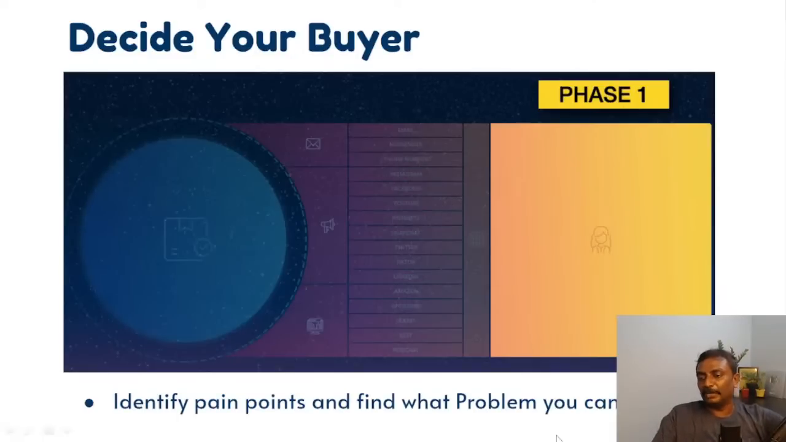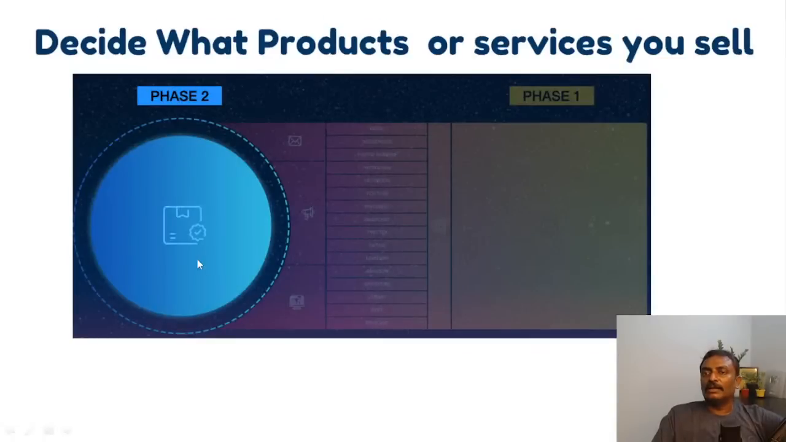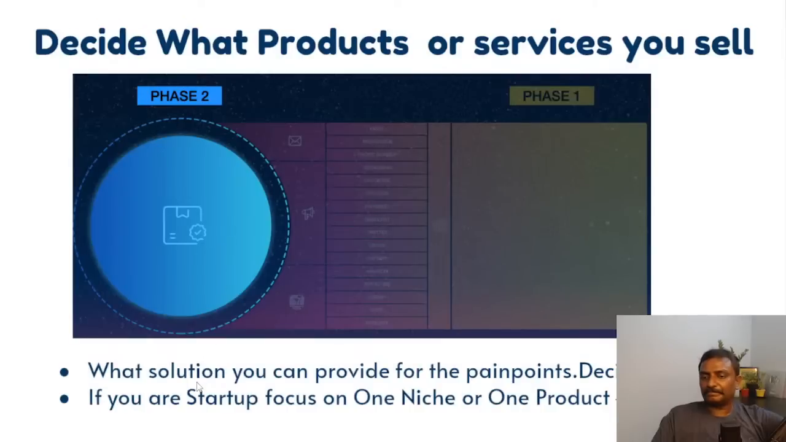So identify the pain points, find what problem you can solve, then design what products and services you can sell. Once you design the product, you have to decide the unique selling proposition. If you don't have a USP, then definitely you cannot make a big sale. In what way are you different from your competitor? If you are selling the same stuff which is there in the market, then it is going to be a price war.